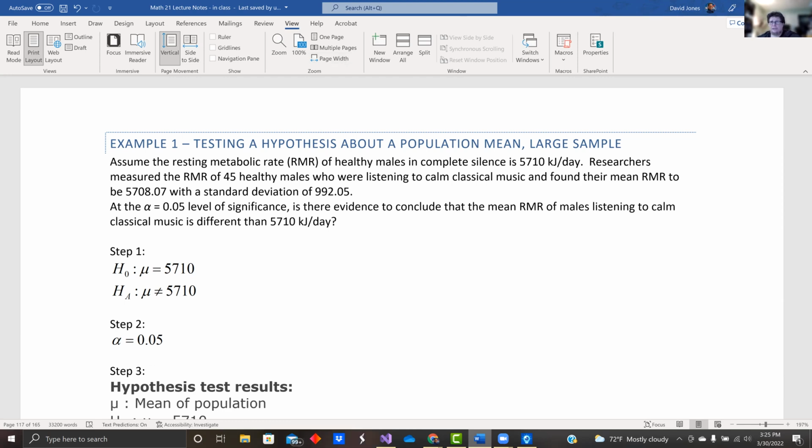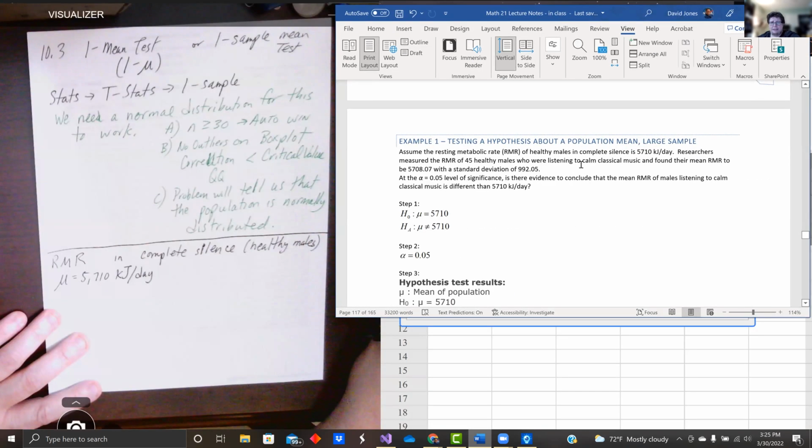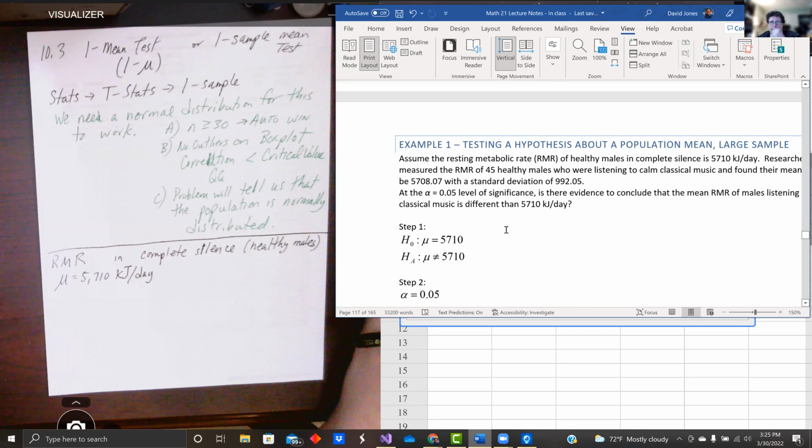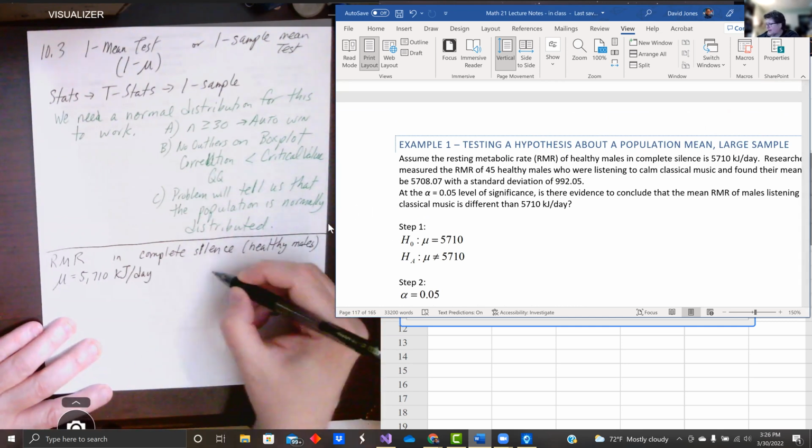So shrink that back down. Put that zoom back at 160 or 150. I'm going to write that stuff down. I've got n equals 45.